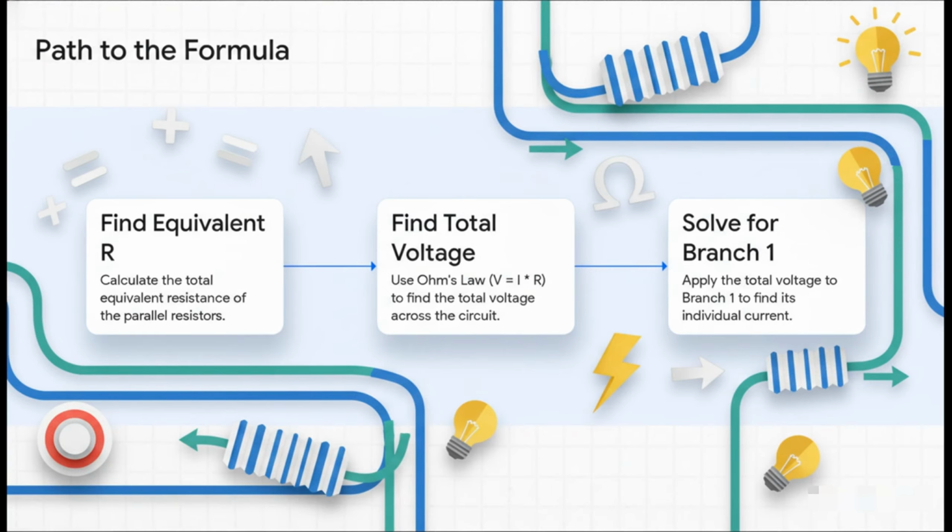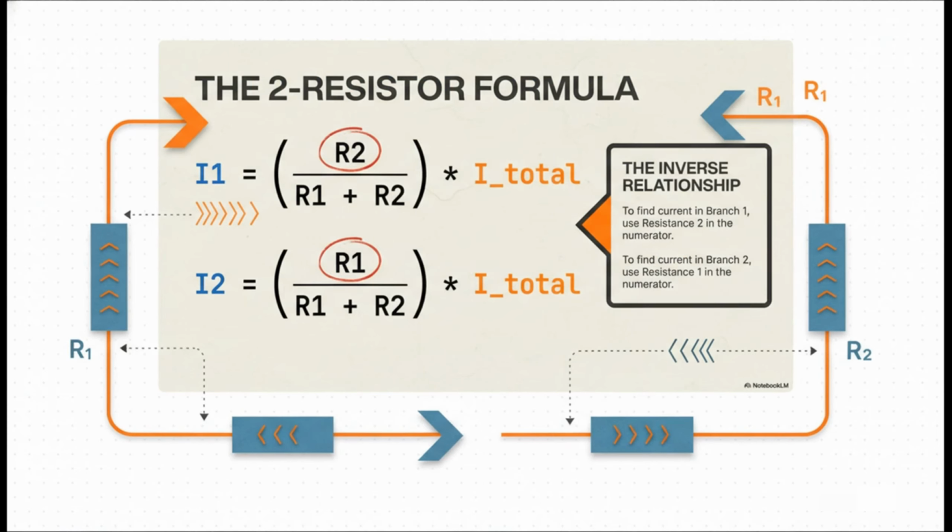So you might be asking, where do these current divider formulas even come from? Well, they're not magic. They're actually just a really smart shortcut. You see, the long way to solve this would be to first find the total equivalent resistance, then use Ohm's law to find the total voltage, and then use that voltage to find the current in each branch. The current divider rule just wraps all of those steps into one neat, tidy equation to save you a whole lot of time. And here it is, the shortcut for a simple circuit with just two resistors.